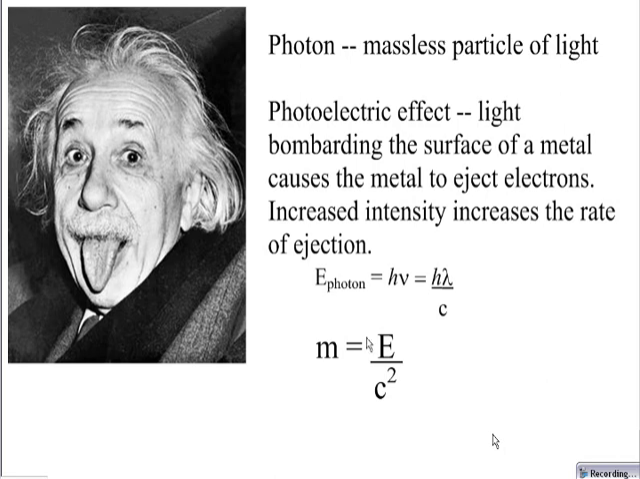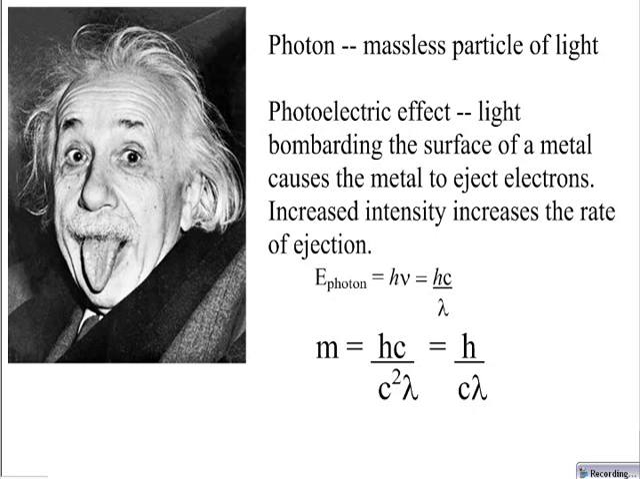Since we know that energy is Planck's constant times the speed of light divided by wavelength, if we substitute that formula in for energy, we have Planck's constant times the speed of light divided by the speed of light squared times wavelength. One c gets canceled out by one of the c's below, so we are left with mass equals Planck's constant divided by the speed of light times its wavelength. So yes, it is true that photons do have a mass.